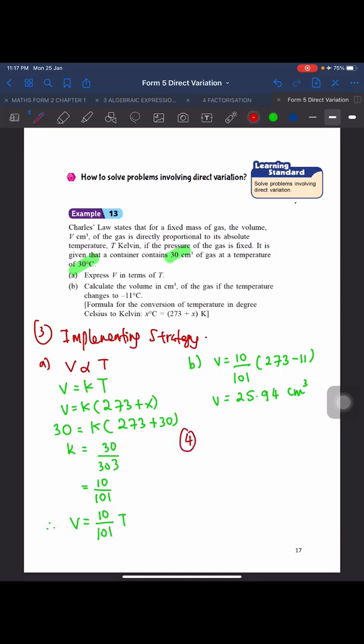And our final strategy is making a conclusion, where the answer of the first part is V is equal to 10 over 101 T, and the answer of the second part is V is equal to 25.94 cm³. So this is actually step by step what you need to do in order to solve this problem involving direct variation.